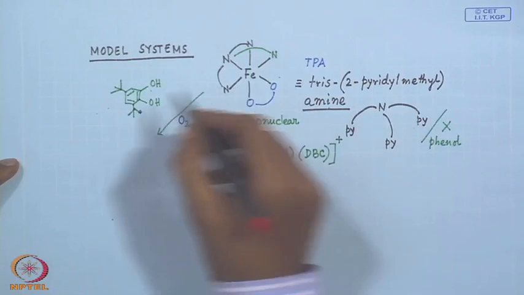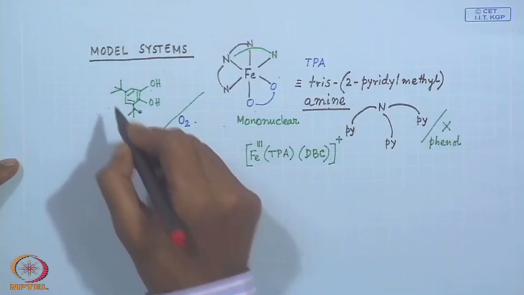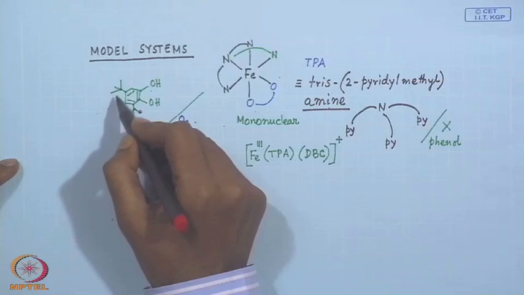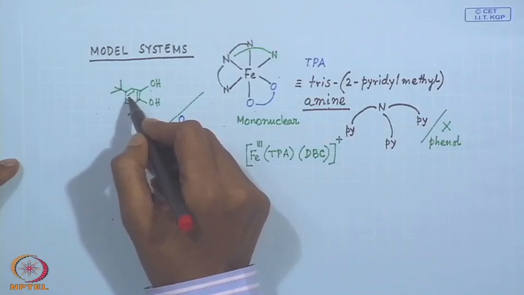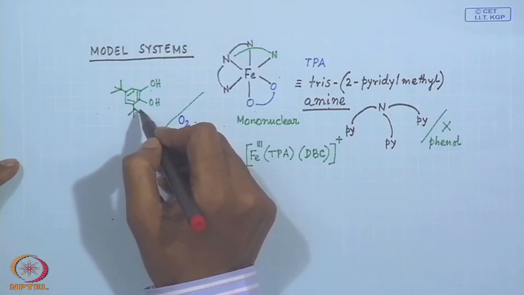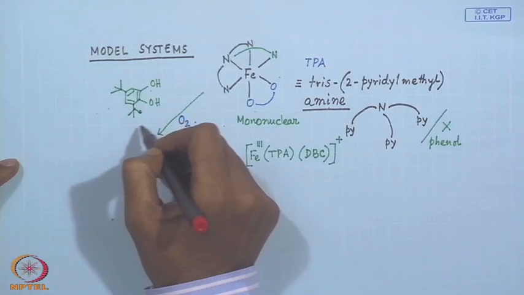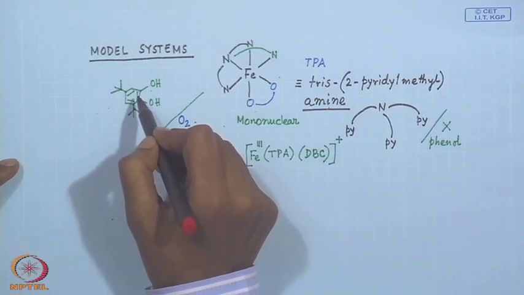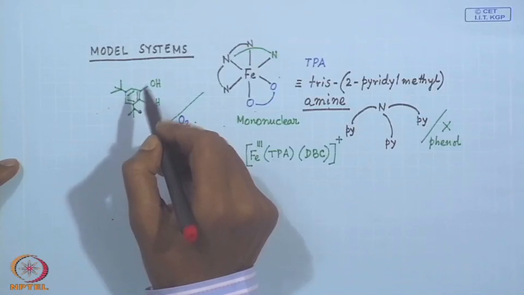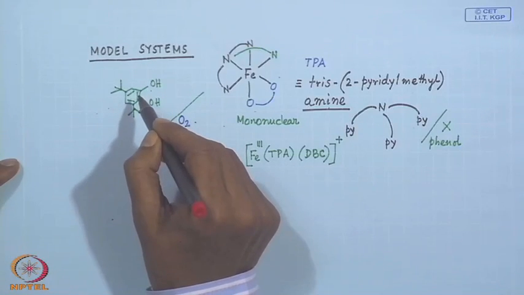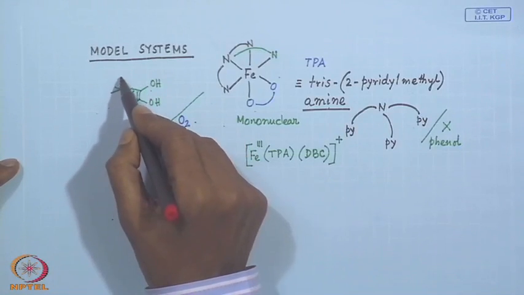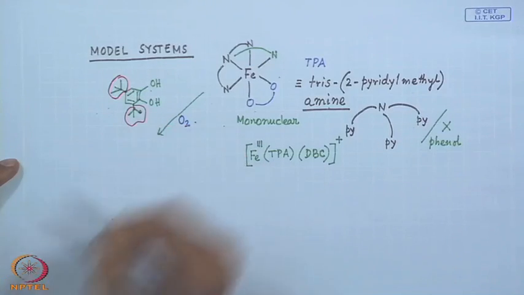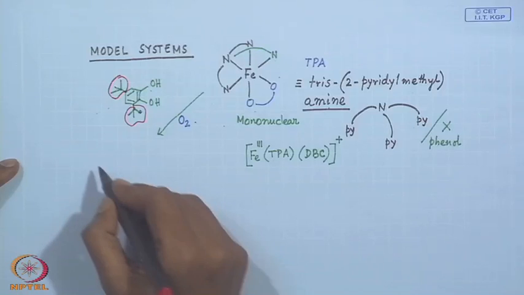Once you generate the semiquinone form, the radical form, because of the electron donation from the tertiary butyl group compared to the normal catechol unit, the tertiary butyl substituted one will have higher stability in the semiquinone form. The radical form that you generate here will be stabilized. That is the reason why we are taking the tertiary butyl substitutions on the ring.